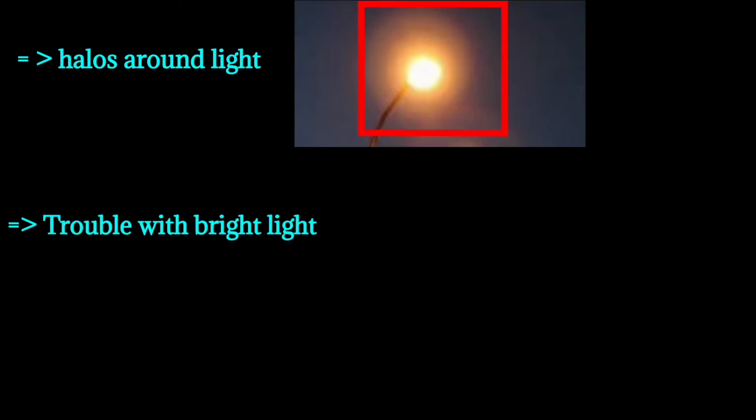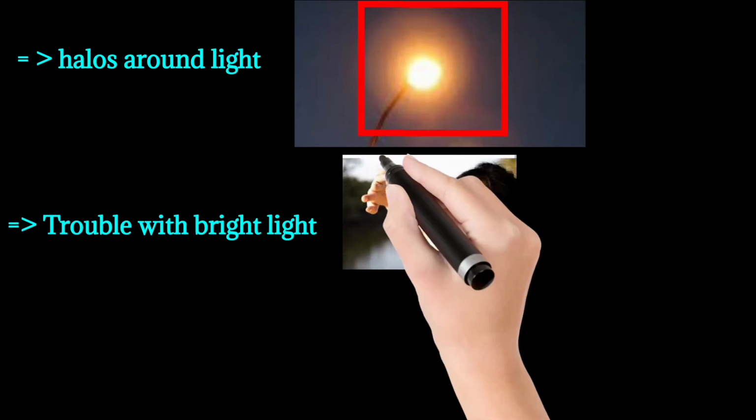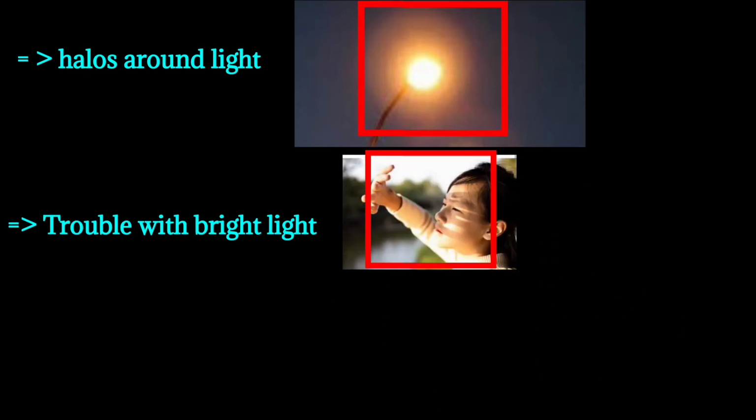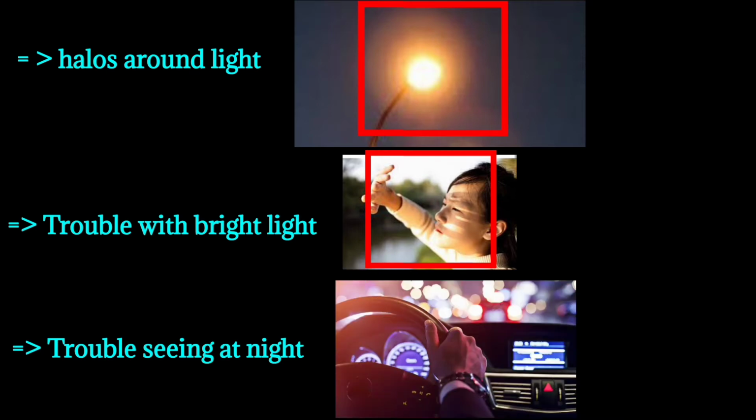Trouble with bright light: the person becomes intolerant to bright light. Here you can see in the picture. Trouble seeing at night, which can lead to accidents and falling, etc.